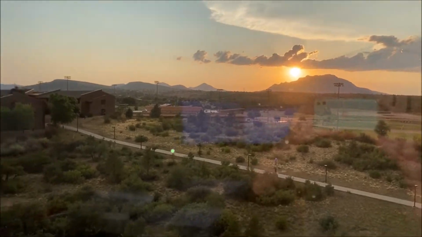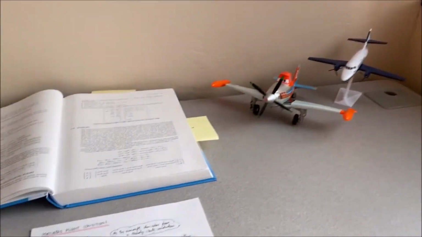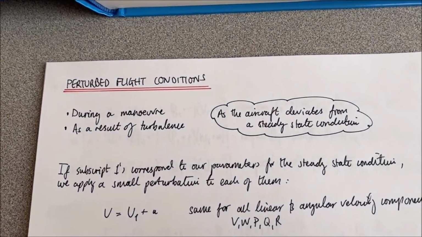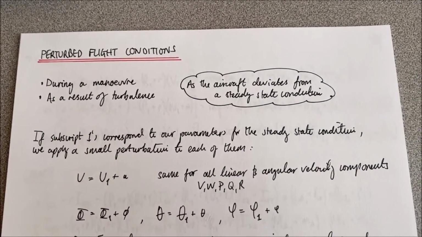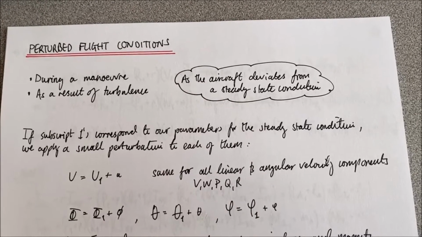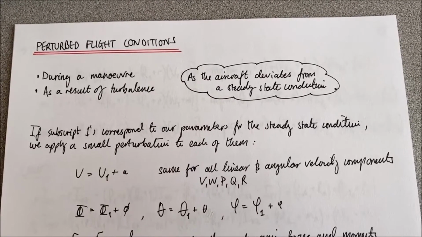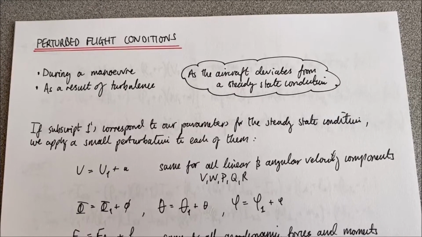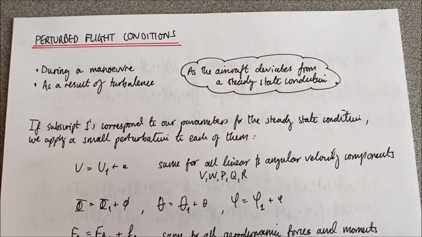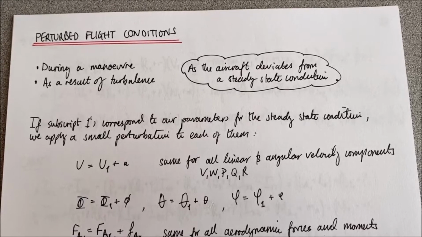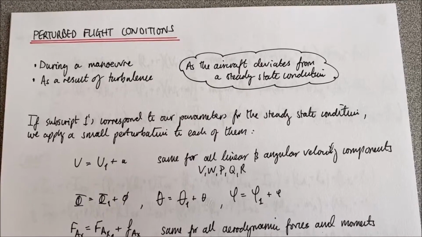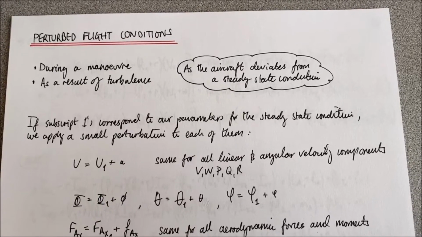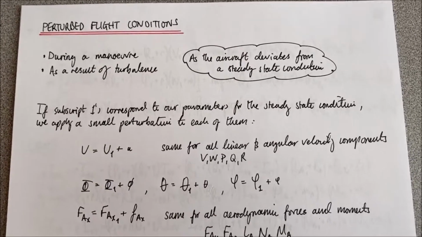Let's finally have a look then at how we reduce our aircraft equations of motion for a perturbed flight condition. As we summarized at the start of this section, this is for an aircraft during a maneuver or as a result of turbulence, for example, and this describes how an aircraft deviates from its steady state condition or trim condition.